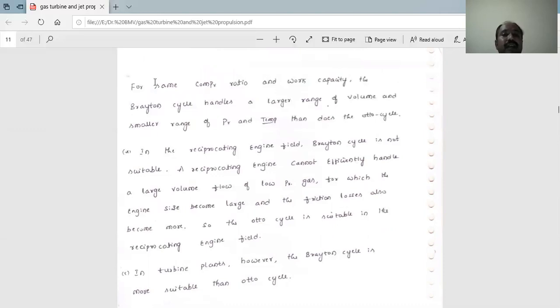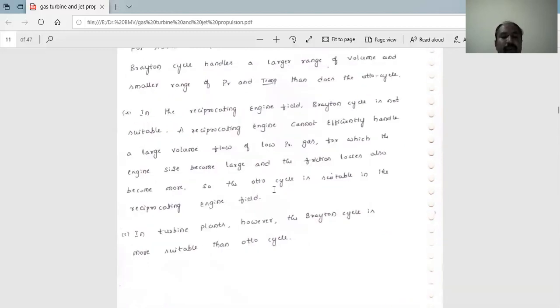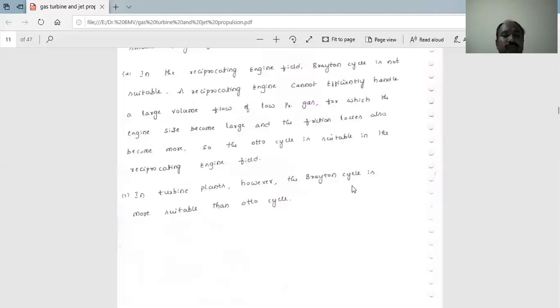Working at the same compression ratio and work capacity, the Brayton cycle has a larger volume and smaller range of pressure and temperature than the Otto cycle, so for the reciprocating engine the Brayton cycle is not suitable compared to the Otto cycle. In a turbine plant, the Brayton cycle is more suitable than the Otto cycle. These are the differences in the comparison between the Brayton and Otto cycle.